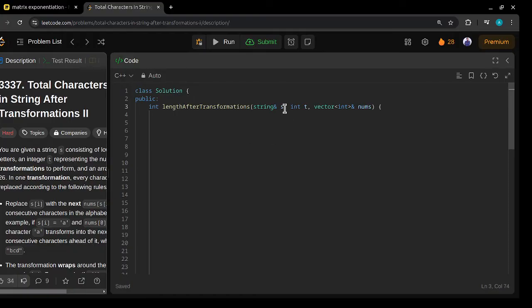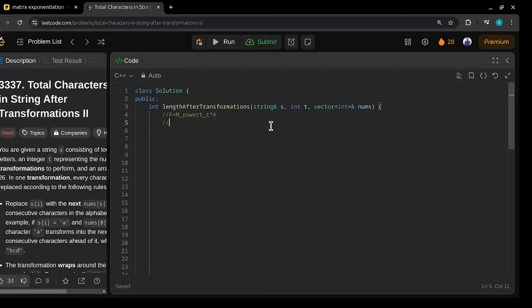Okay, we are given a string s, t as the number of transformations we have to do, and an array nums. So what we have to do is effectively calculate M to the power of t, which is going to multiply with a. So effectively this gives a function f, and we have to sum it all.